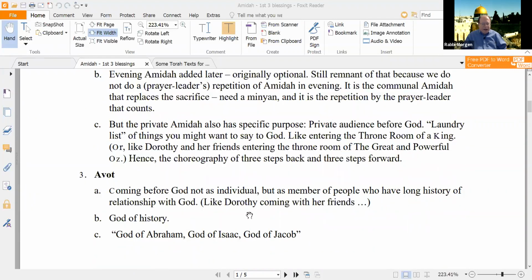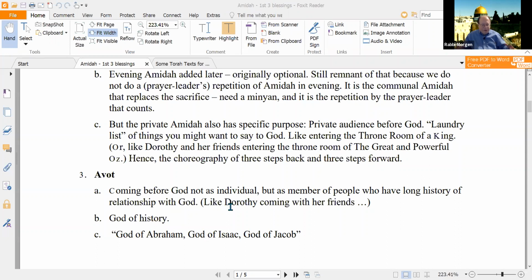And now again, like Dorothy coming with her friends, the first blessing of the Amidah says, we also are not coming alone. You know, we're just puny human beings in the vastness of space, a tiny ball at the outer end of the spiral galaxy, whatever it is. Well, who are we? Well, we are part of a people who have had a relationship with God for 4,000 years, back to the time of Abraham, Isaac, and Jacob.